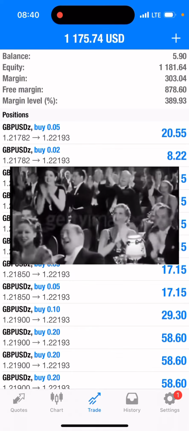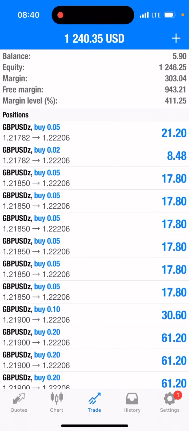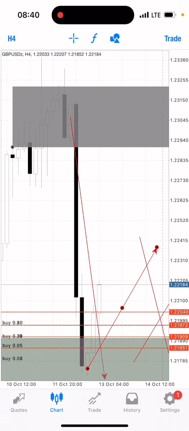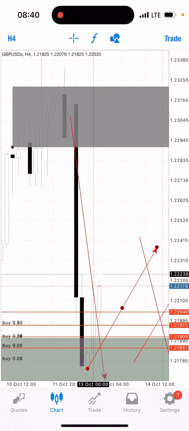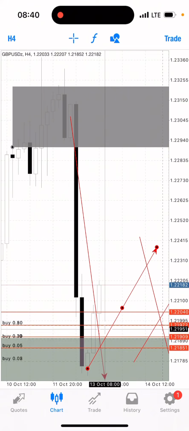A few moments later. So guys, our GBPUSD is now running over $1,200 profit. This is the demand zone where we started entering our trade from, and as it keeps going up, our trades got executed. Some didn't get executed, but most of them got executed and are running over $1,000 right now.